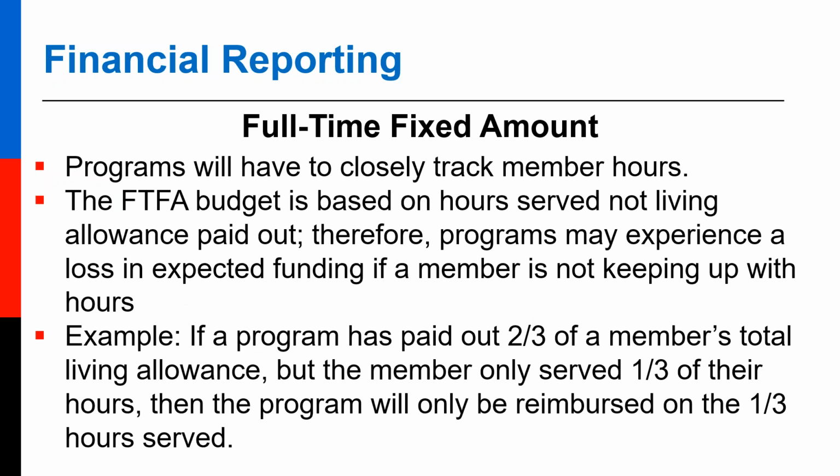So it's important that programs that look at full-time fixed amount grants closely track member hours, because it's based on hours served, not living allowance paid out. Therefore, programs may experience a loss in expected funding if a member is not keeping up with hours. For example, if a program paid out 2/3 of a member's living allowance, but the member only served 1/3 of their hours, then the program will only be reimbursed based on the 1/3 hours served.